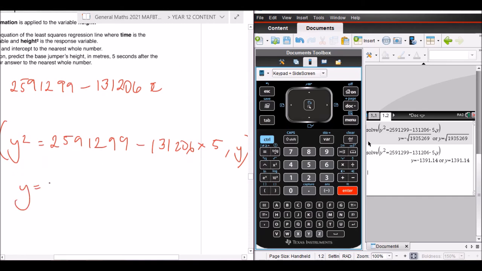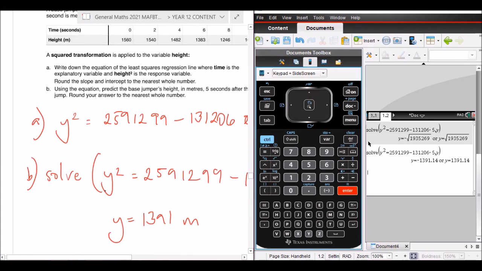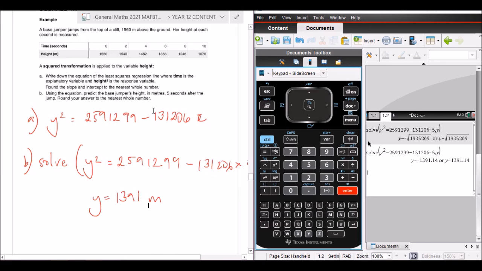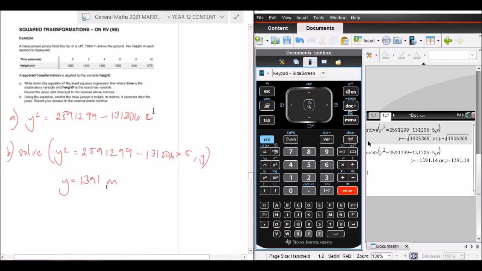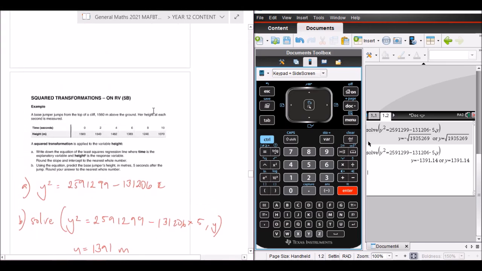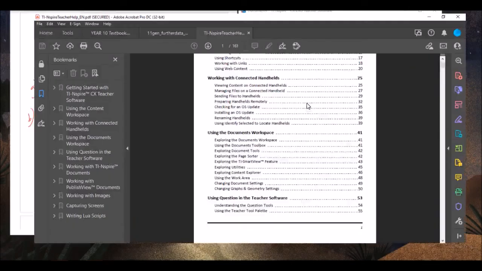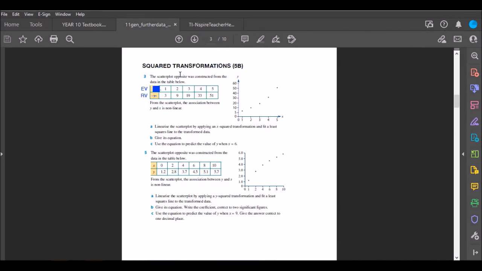So that means at 5 seconds, he's going to be at a height of 1391 meters. So as you can see, 5 seconds again falls in between those. All right, that's going to be it for 5B. I'm going to get you guys to go on and do your exercises for chapter 5B. It's only 2 questions for these ones.